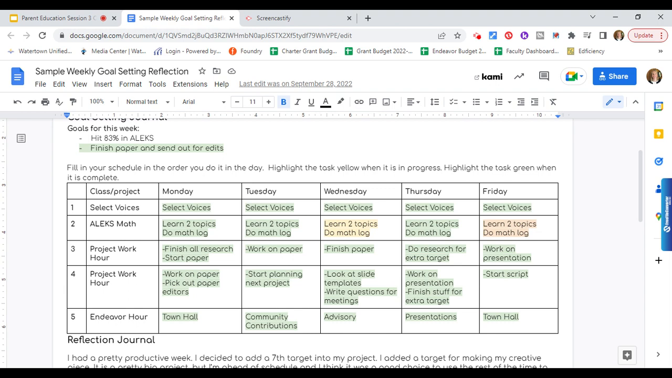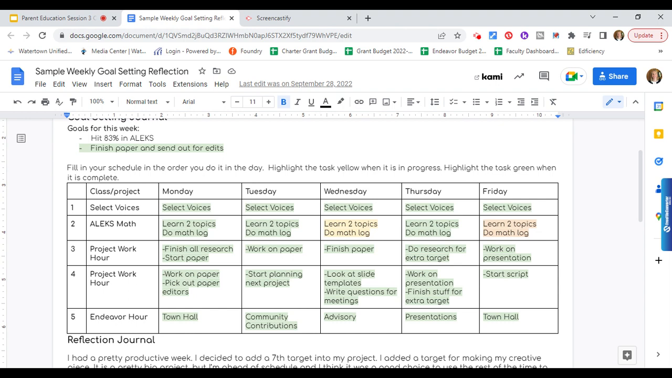Please notice that there are specific goals written. Finish research, start paper, work on paper, finish paper. This is a normal pacing for a student working on a project. They would work on a part of the project each day, or for, in this case, in a written piece or paper, it might take a number of days to do that particular part of the project.